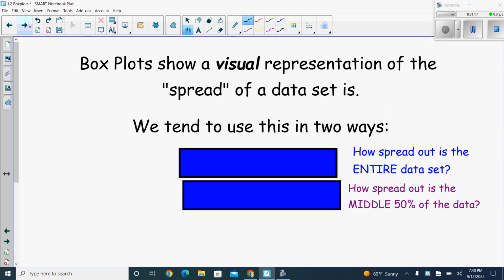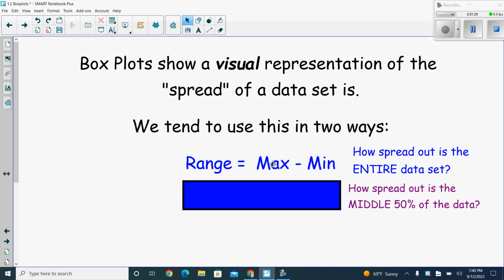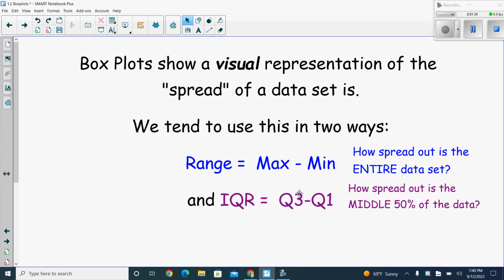A box plot shows a visual representation of the spread of data. So we're going to see the 5-number summary in more of a visual graphical way. When we do this, we're going to have a range, max minus min, that shows the spread, as well as what we talked about in lesson 1, the IQR, the interquartile range, which shows the central 50% of the data.